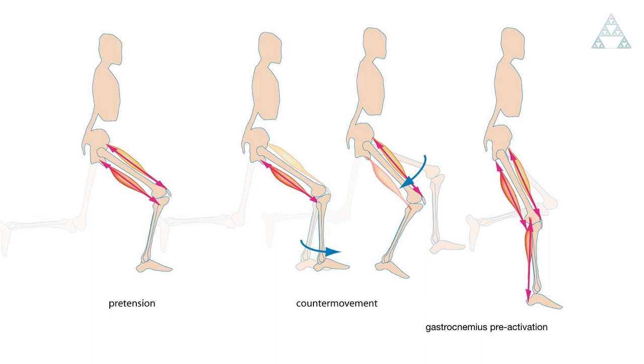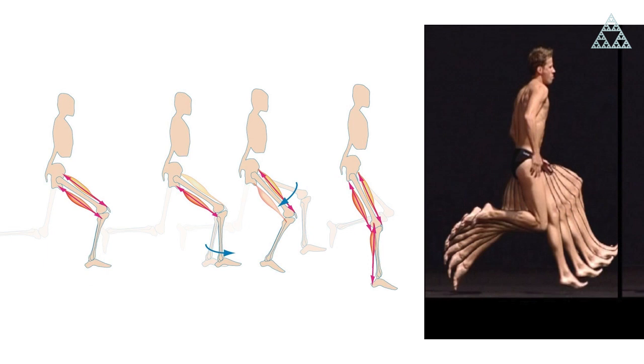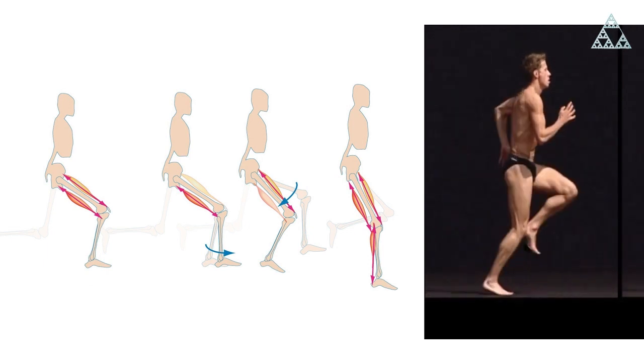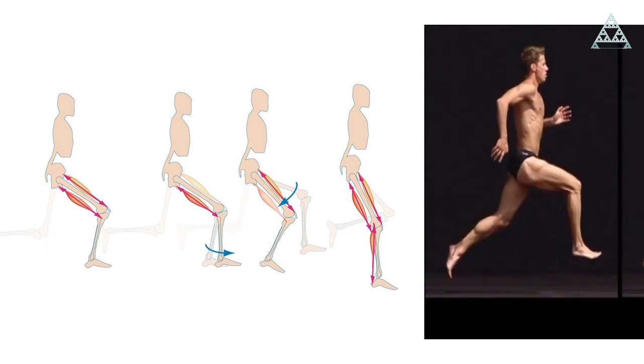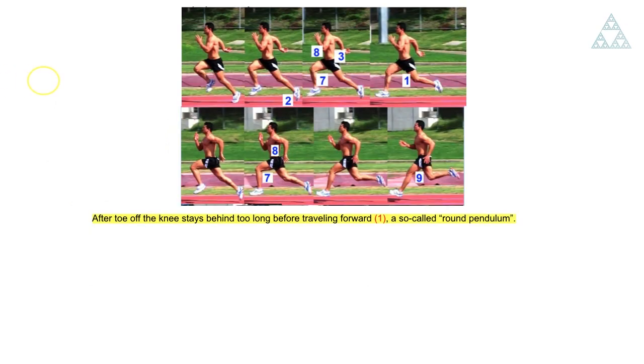A key to self-organisation in high-speed running is good build-up of self-protecting tension of leg muscles during late swing phase, with precise timing that results in optimal tension just prior to initial contact. After toe-off, the hip does not flex instantaneously and the knee stays behind too long. There can be a number of reasons for this.